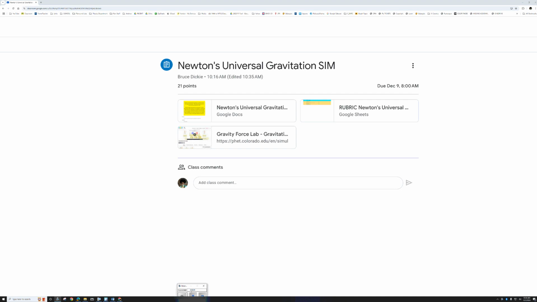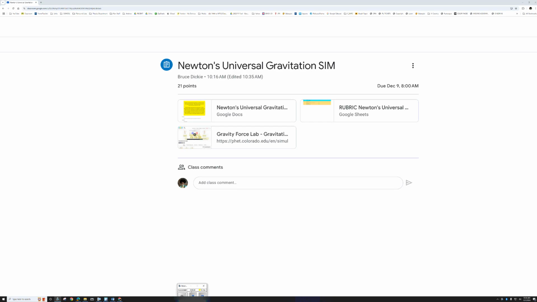Today we're going to do another lab simulation, this time trying to find a relationship between gravitational force and the distance that separates the two objects. And from that, we're going to actually determine the value of Newton's universal constant, that 6.67 times 10 to the minus 11 number that we've used quite a few times through gravity force in gravitational fields.